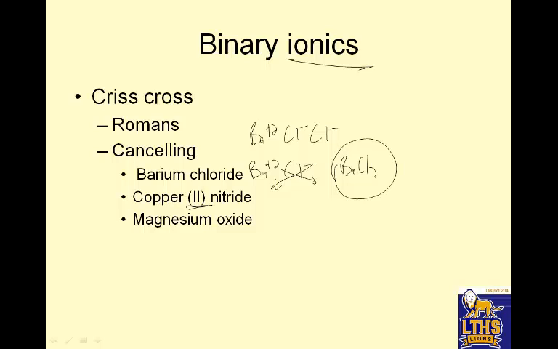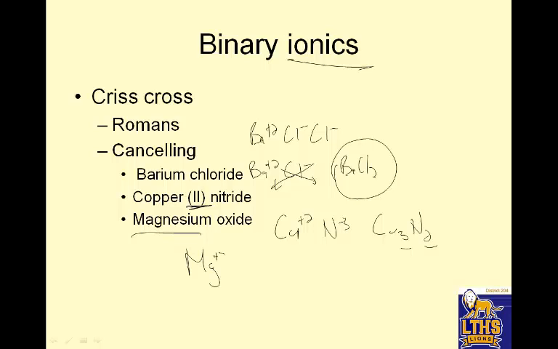Copper 2, copper is a Roman metal, so I have to say what its charge is. The periodic table doesn't tell me, but the 2 does. Nitride. Okay, so balance the charges to make sure that the charges cancel out. Least common multiple is 6, Cu3N2. Notice how the 3 and 2 also crisscross to make it faster.